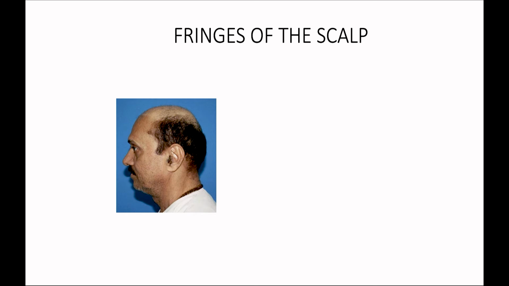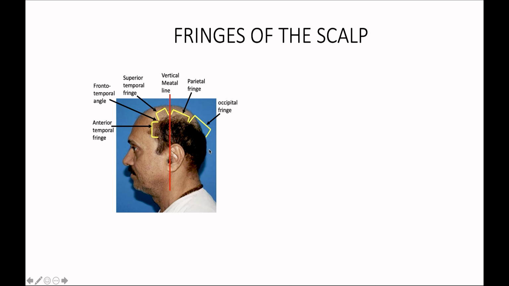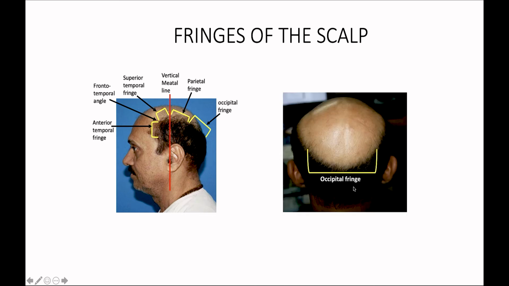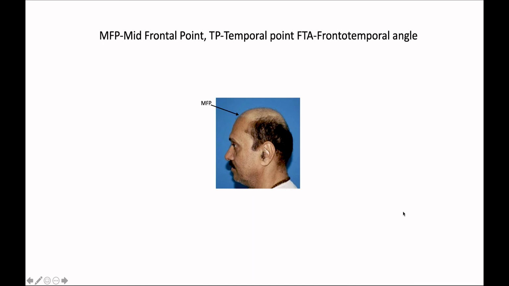Now the fringes of the scalp, let us understand. This is the anterior temporal fringe. We have already explained that the vertical meatal line divides the superior temporal fringe and the parietal fringe, and this is the occipital fringe. This was just for repetition. Now let's again revise it. Midfrontal point means the anteriormost point of the anterior line. This is dividing the mid-scalp and the occipital area. Which one is this point? This is the vertex transition point. The vertex transition point divides the mid-scalp and the crown area.